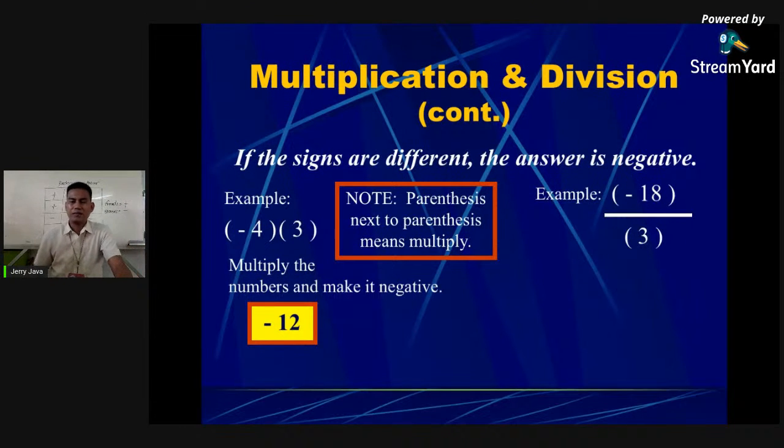Negative 18 divided by 3. That bar means division. You answer that. 30 seconds. Negative 18 divided by positive 3. Type in your answer, kids.